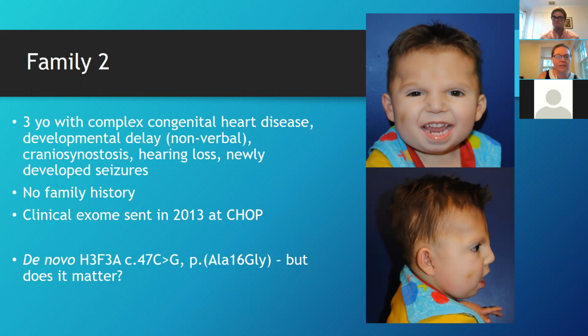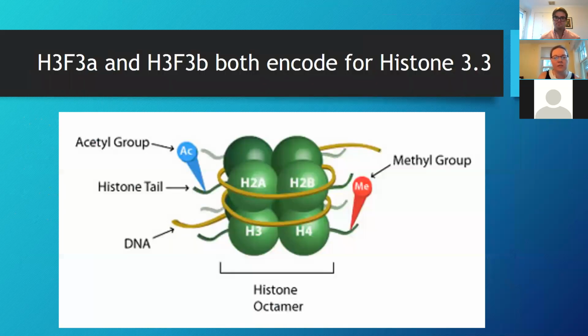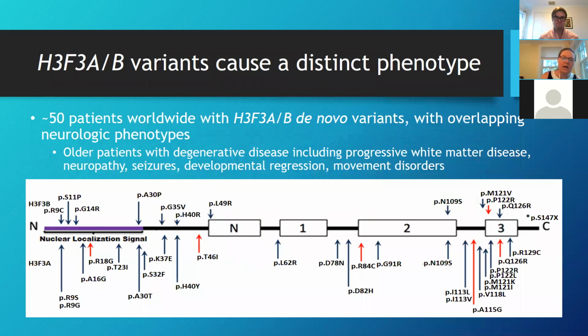I am just going to tell you very briefly about a new set of mutations that we discovered in histones. Many genetic disorders are caused by mutations in genes that affect histones, the physical histones themselves. At this point, we have more than 50 patients that all have missense mutations in histone 3.3, encoded for both A and B, all de novo variants. It is also a degenerative disease. They have progressive white matter neuropathy, seizures, regression as they get older, and movement disorders. This is nowhere near as severe as the TBCK-related disorder.